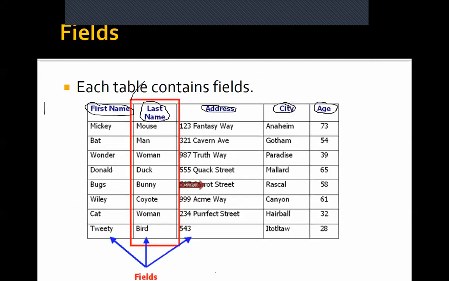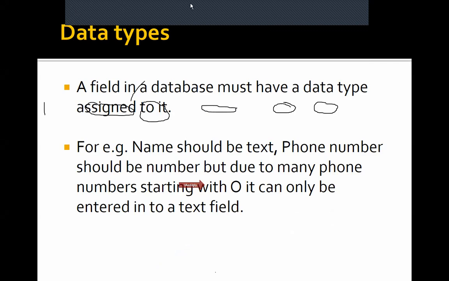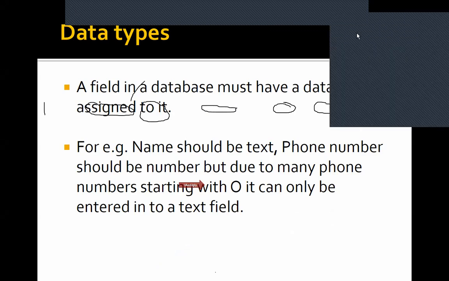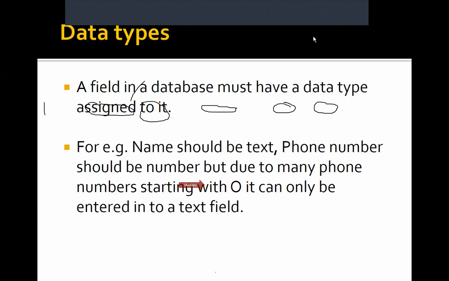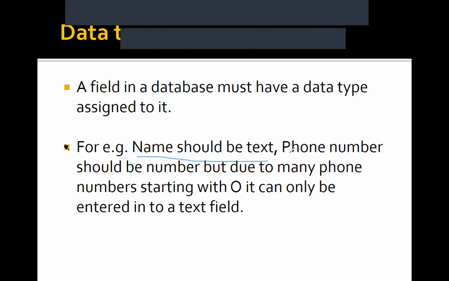All right. Then we come to what is known as data types. With data types, a field in a database must have a data type assigned to it. This means that anything that you put in the table has to be specific about what sort of data type it contains. So data type means what type of data is going in that field. For example, a name should be text. A phone number should be number, okay?